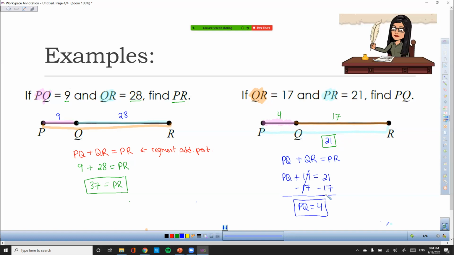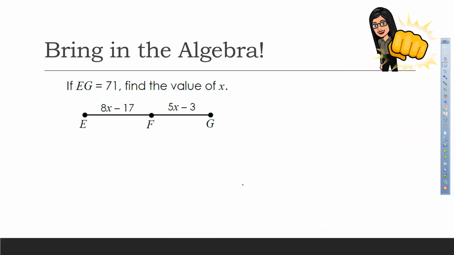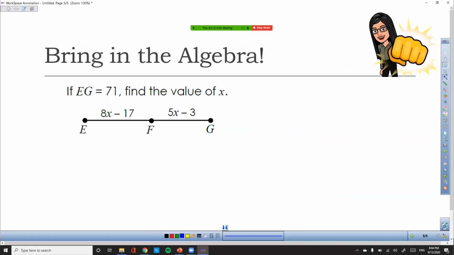All right, so far that's what the segment addition postulate is. But now, let's bring in the algebra. Remember I told you guys since the very beginning that geometry involves a lot of algebra. So now if we look at this example here, it's telling me that the length of segment EG, from E all the way to G, the whole thing together equals 71. And the question is asking me, find the value of X. That means they want me to solve for X here. Now, how am I going to do that?